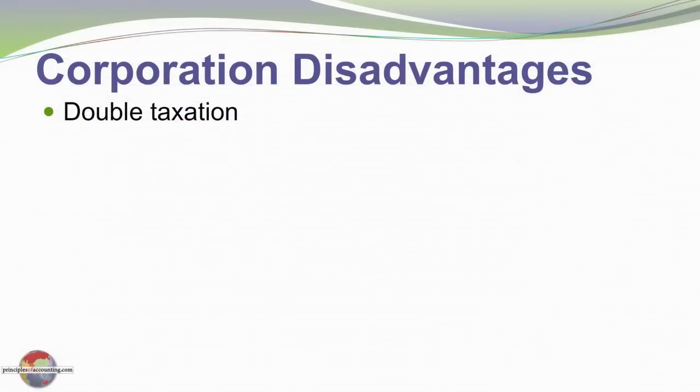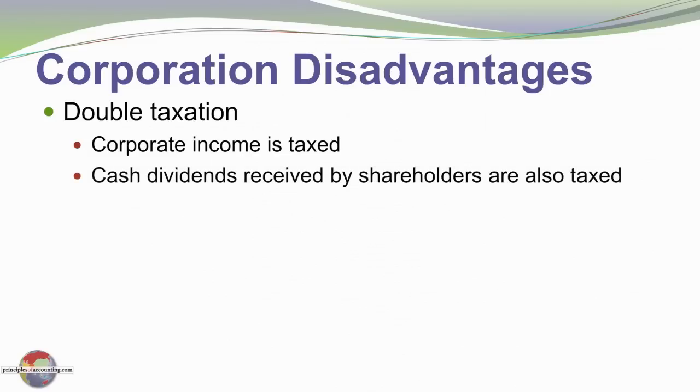A disadvantage of the corporate form of organization, at least in the United States, is this idea of double taxation. The corporation is typically a taxable entity, so it pays tax on its income. The remaining income, when it's distributed to shareholders as dividends, those dividends ordinarily trigger a taxable event to the shareholder. So that can trigger a double taxation effect.